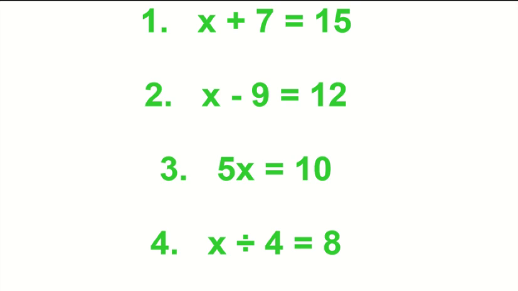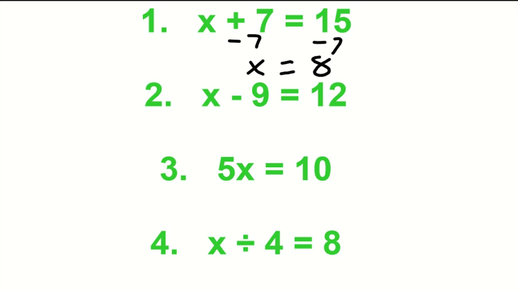All right, so number one here, we got x plus 7 equals 15. Mason. X equals 8 is correct. To solve, we're doing opposite. So we subtract 7 from each side. What you're left with is x equals 8.